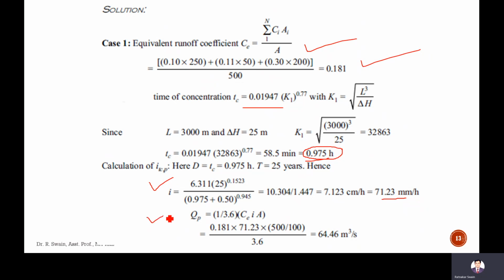Now the peak discharge QP can be determined as 1 by 3.6 into C into I into A. C is 0.181, I is 71.23 mm per hour, and A is the total area, 500 hectare. We have to convert it into square kilometer, or meter square. It will give you 64.46 cubic meter per second.